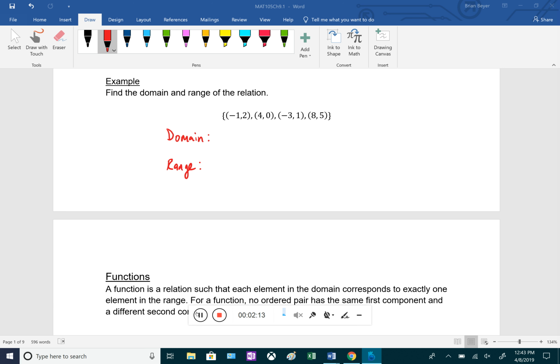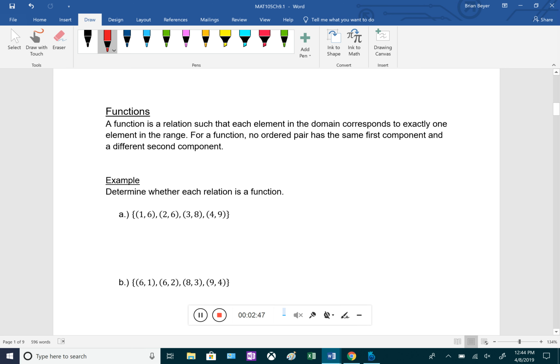Both of these are sets, so they're both going to be squiggly brackets. The domain is the set of the first elements. So the domain is going to be all of these first elements: -1, 4, -3, and 8. And then the range is going to be the set of all of these second elements: 2, 0, 1, and 5. Okay, so that's the domain and range of that relation.